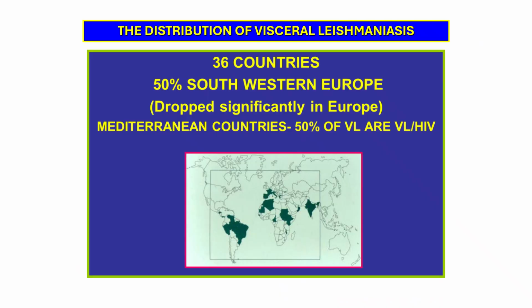Visceral leishmaniasis, also known as kala-azar, is distributed across parts of Asia, Africa, Latin America, and the Mediterranean. The disease primarily affects vulnerable populations, including those with weakened immune systems. Co-infection with HIV significantly increases the risk of severe disease and complicates treatment. Mapping the geographic distribution helps guide public health interventions and control measures.